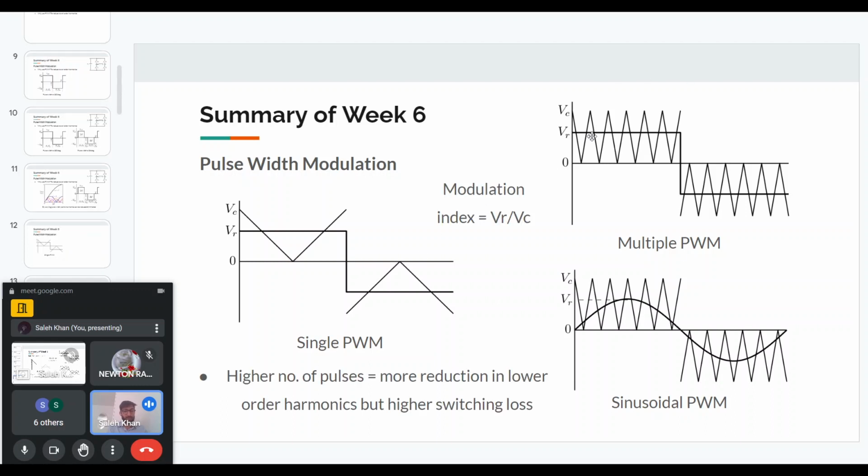And the modulation index is basically the peak of the reference divided by the peak of the carrier. By increasing this modulation index, the output RMS will increase. And the point here is that we can reduce harmonics by having more pulses, or multi-pulse, or by increasing the switching frequency, but our switching losses will also increase. So there's a trade-off we have to make.